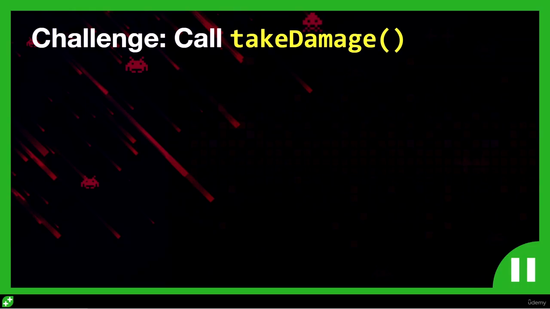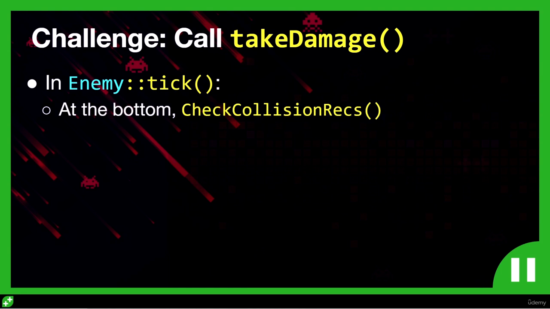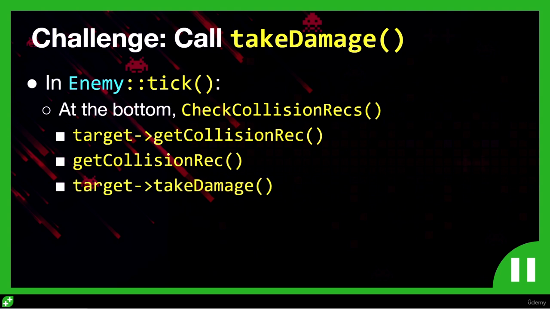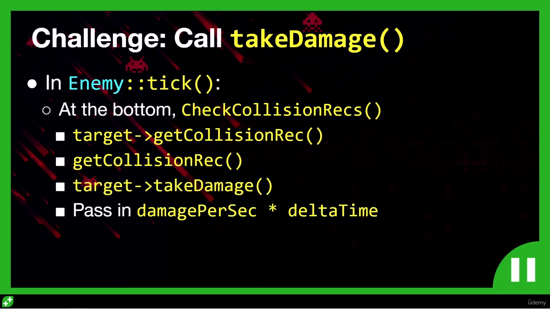And this is going to be your challenge. In the enemy's tick function, at the very bottom, use check collision recs. Pass in the character's collision rectangle, which we'll get from the target pointer calling getCollisionRec. And then the other rectangle is going to be the enemy's own collision rectangle. We can get that with getCollisionRec. Now, if we have a collision, then you're going to call take damage on the target. What you're going to pass in is the value of damage per sec times delta time. This way, we'll get the exact amount of damage we need for a single frame, equivalent to 10 damage per second. Pause the video and do this now.